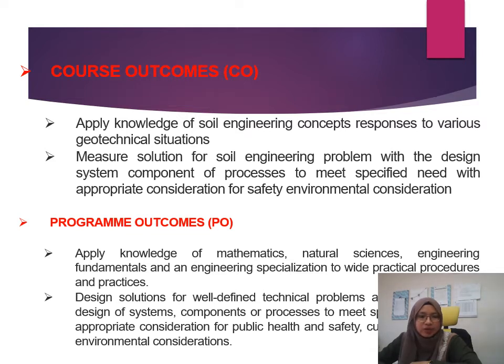Okay, so the first course outcome is more about the knowledge of soil engineering, the basic concepts, and the second course outcome is more about problem solving: how you are going to solve soil engineering problems. CO1 is mapped to PO1, and CO2 is mapped to PO2 for your program outcome.